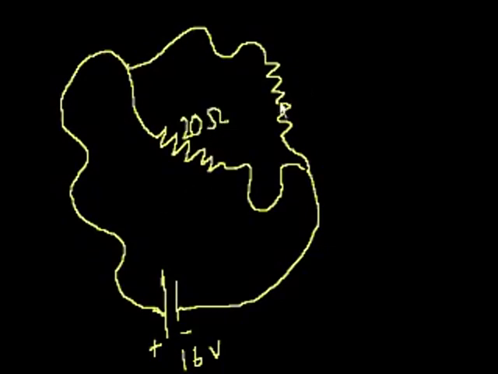20 ohms. And let's say that this resistance is 5 ohms. What I want to know is, what is the current through the system? First we'll have to figure out what the equivalent resistance is, and then we can just use Ohm's law to figure out the current in the system. So we want to know what the current is. And we know that the convention is that current flows from the positive terminal to the negative terminal.